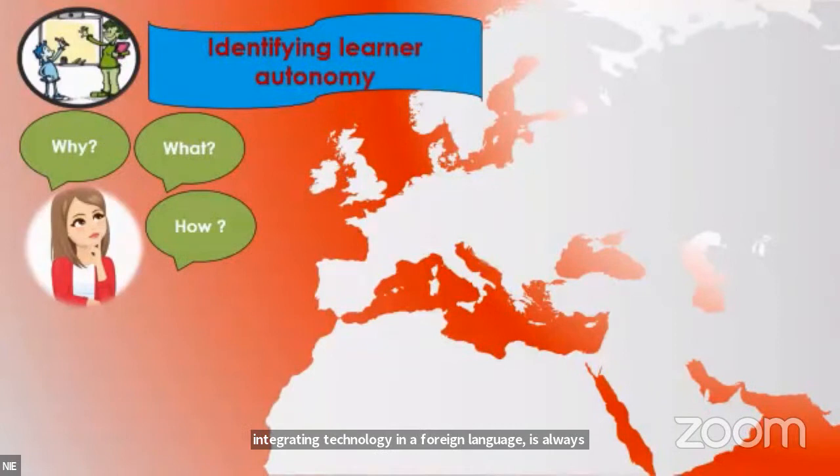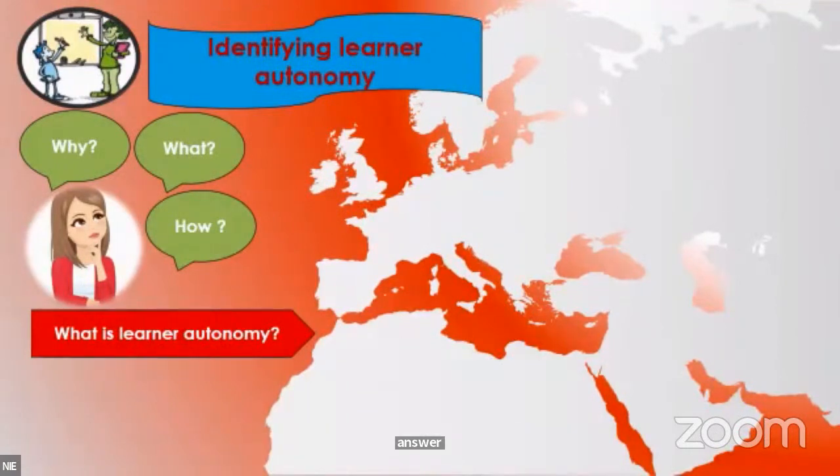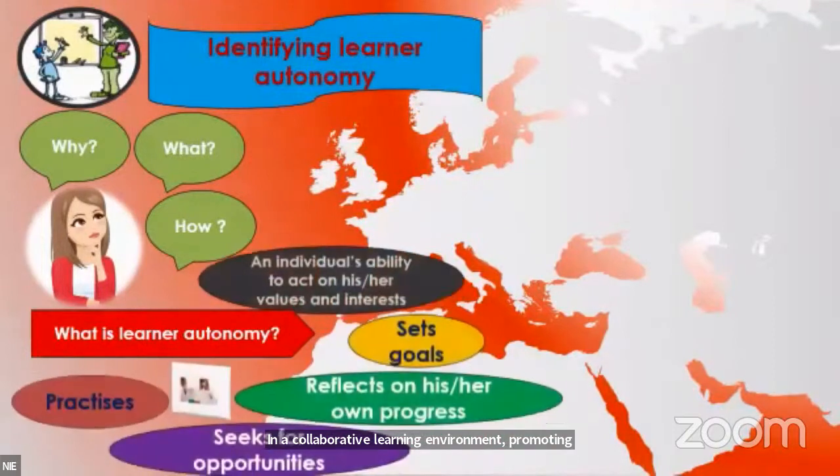What is learner autonomy? An individual's ability to act on his or her values and interests is the learner autonomy. An autonomous learner sets goals, reflects on his or her own progress, and seeks opportunities.